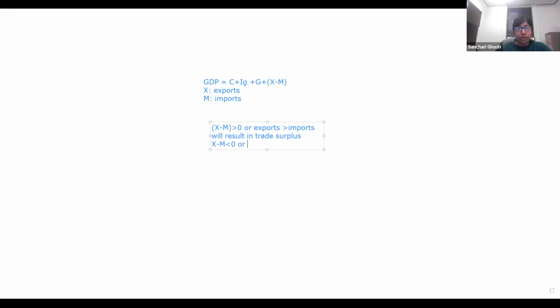or imports exceed exports. So remember, when you are importing, you are actually paying the money for that. And if that exceeds your exports from the country, it will result in a trade deficit.